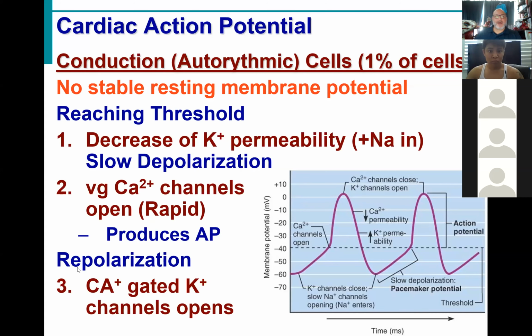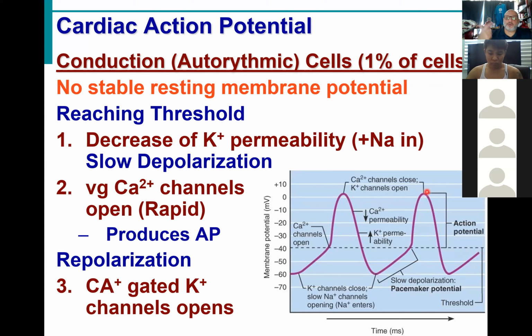So we get that rapid repolarization from the calcium-gated potassium channels opening. But once we pass threshold on the way back down, those calcium channels close. And when those calcium channels close, the potassium slowly stops leaving. We get that slow depolarization, and the process continues. All righty.